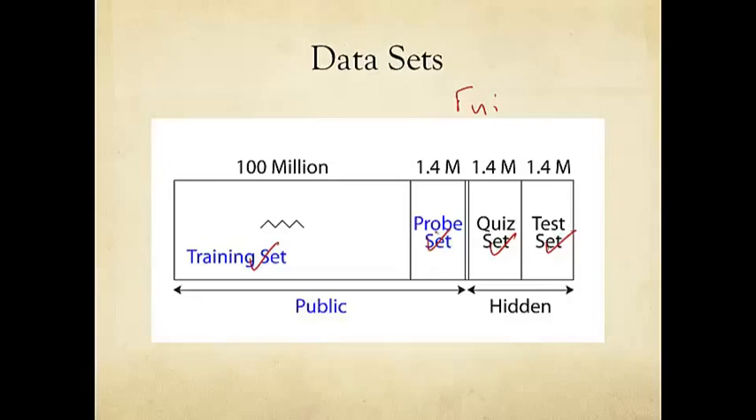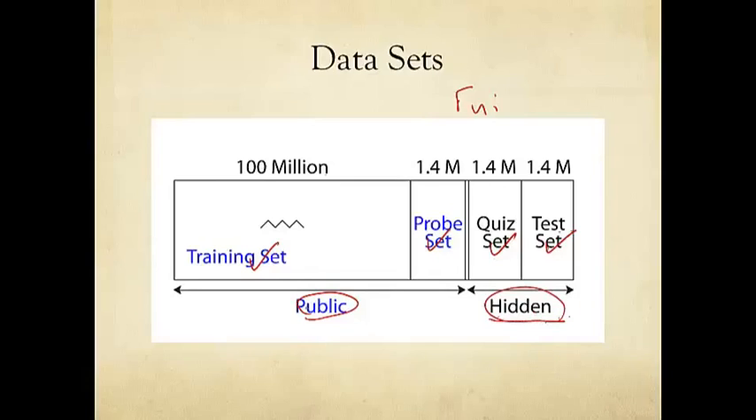The training and probe sets were made public, and they're just big enough that it becomes very interesting, yet small enough that they can fit into a normal laptop in 2006. And then the quiz and test sets. These data were hidden. Only Netflix had the ground truth. The competitors in the prize did not have access to these actual data.